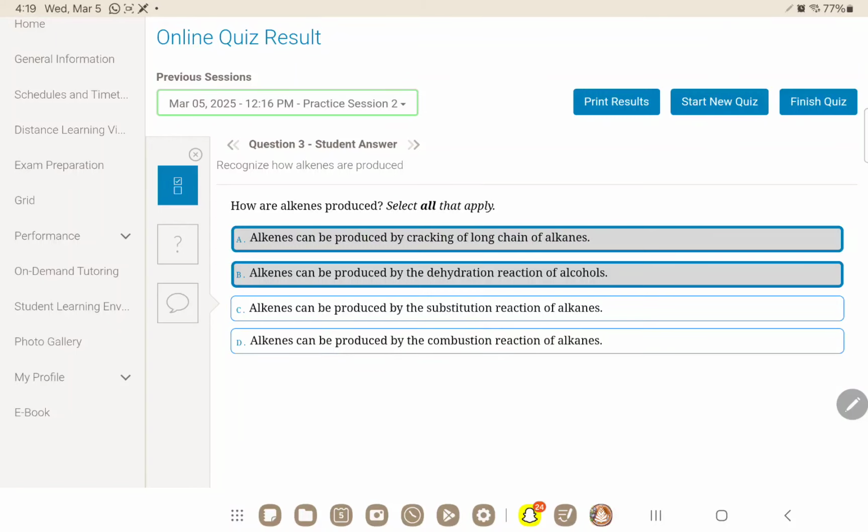How are alkenes produced? Alkenes can be produced in one of two ways: by cracking alkanes or by dehydration of alcohols. These are the only two ways they can be produced.